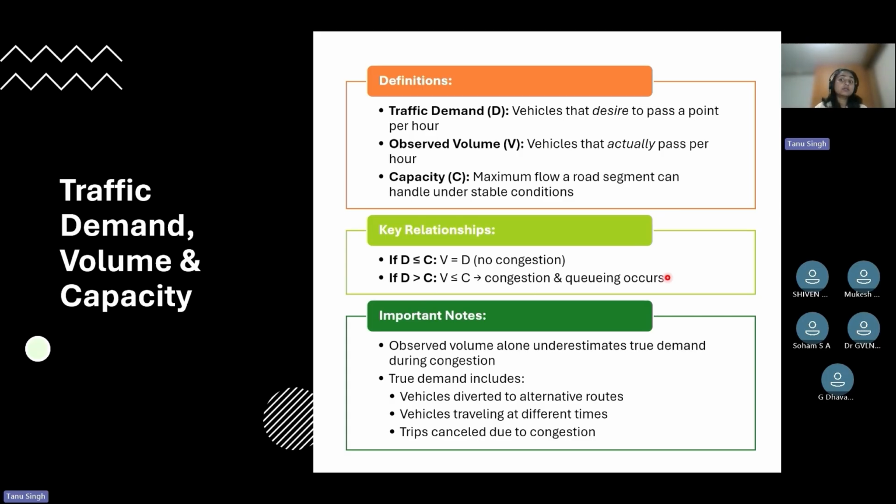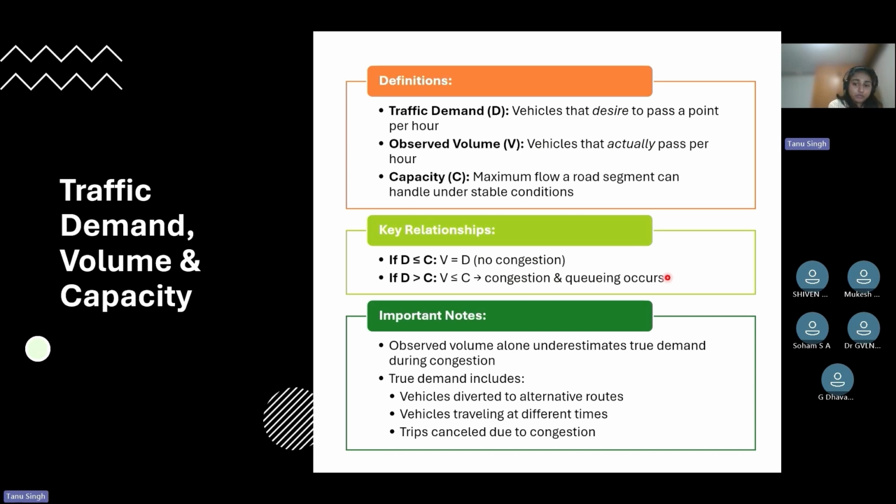So the vehicles are what we actually see on the road, but demand is that we want to go on that road, but since we know there will be congestion or something will happen, we change our route. So we want to use that road, but we are not going. We include all that in the traffic demand. So if demand is more than the capacity, then congestion and queue occur. If demand is less than the capacity, then no congestion occurs.